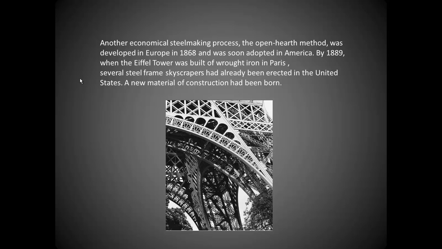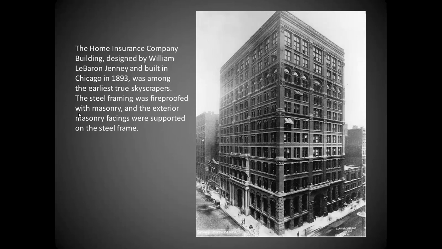Here's a picture of part of the Eiffel Tower, and we're going to talk about the open hearth method, developed in Europe in 1868 and soon adopted in America. By 1889, the Eiffel Tower was built of wrought iron in Paris. Several steel-framed skyscrapers had already been erected in the United States, and this new material known as steel had been born. This structure, you can see it has a brick exterior, but it's actually metal-framed, one of the earliest skyscrapers in Chicago, circa 1893.